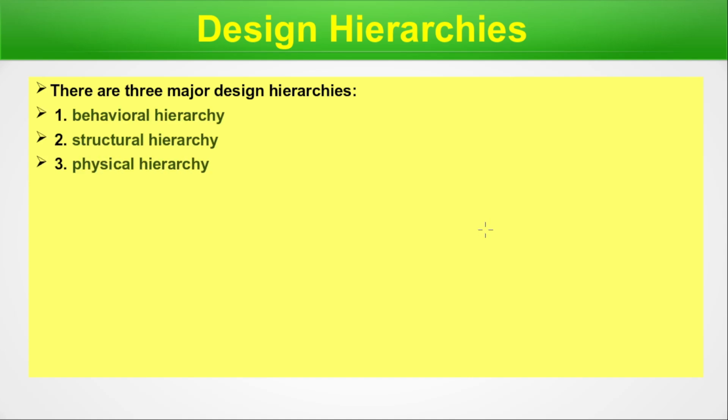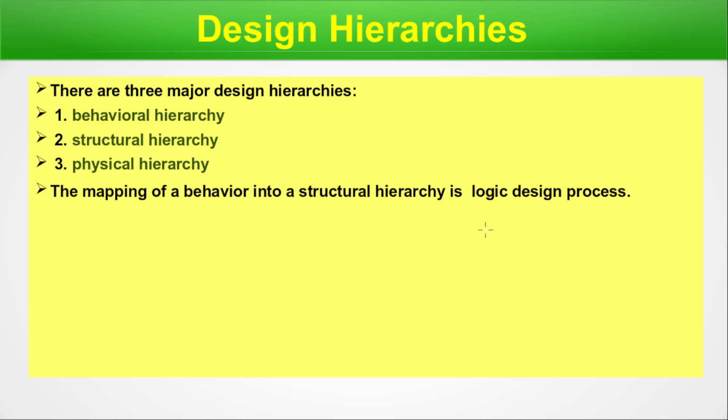There are three major design hierarchies: behavioral hierarchy, structural hierarchy, and physical hierarchy. The mapping of behavior into structural hierarchy is the logic design process. First, let's try to understand what the behavioral, structural, and physical hierarchies are. When we design a system, there are three aspects of it.